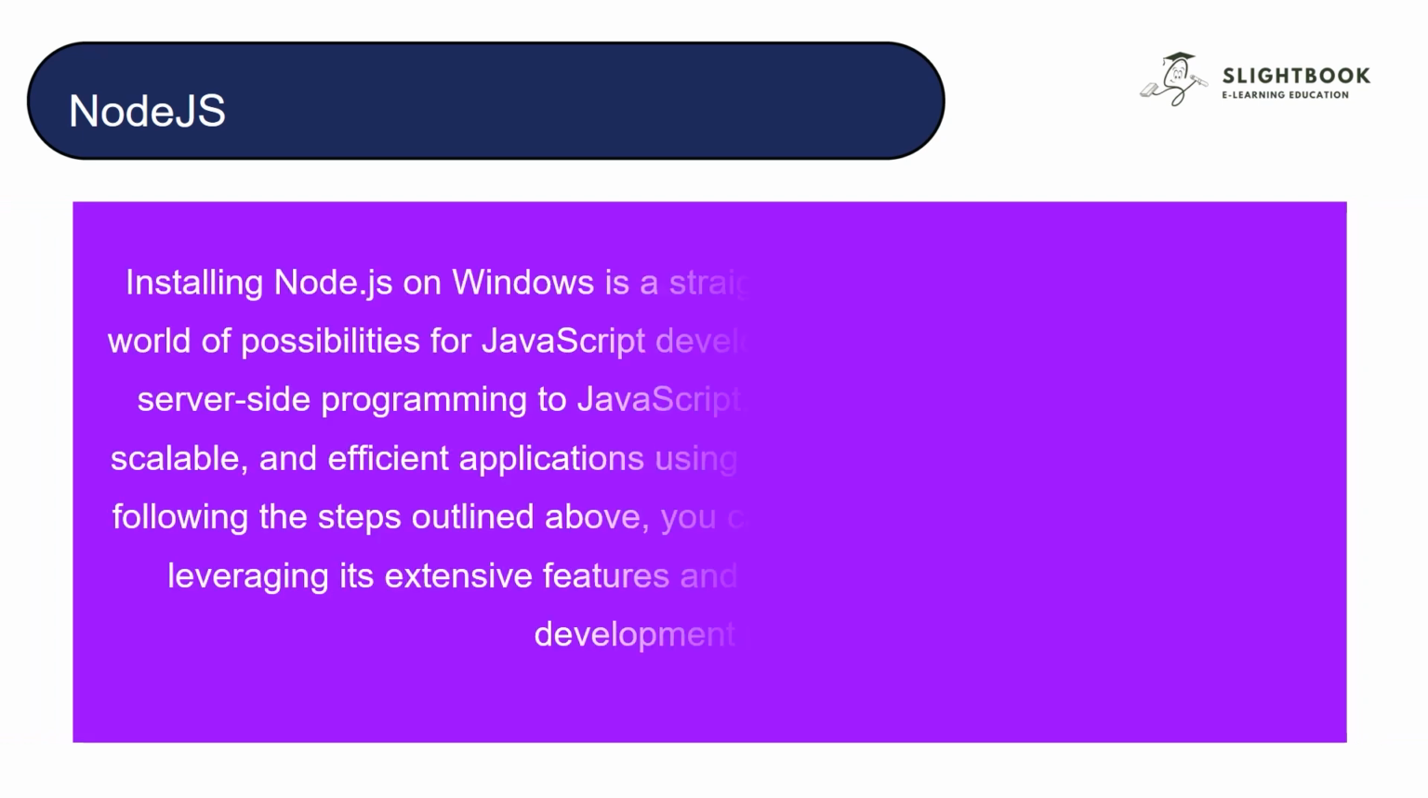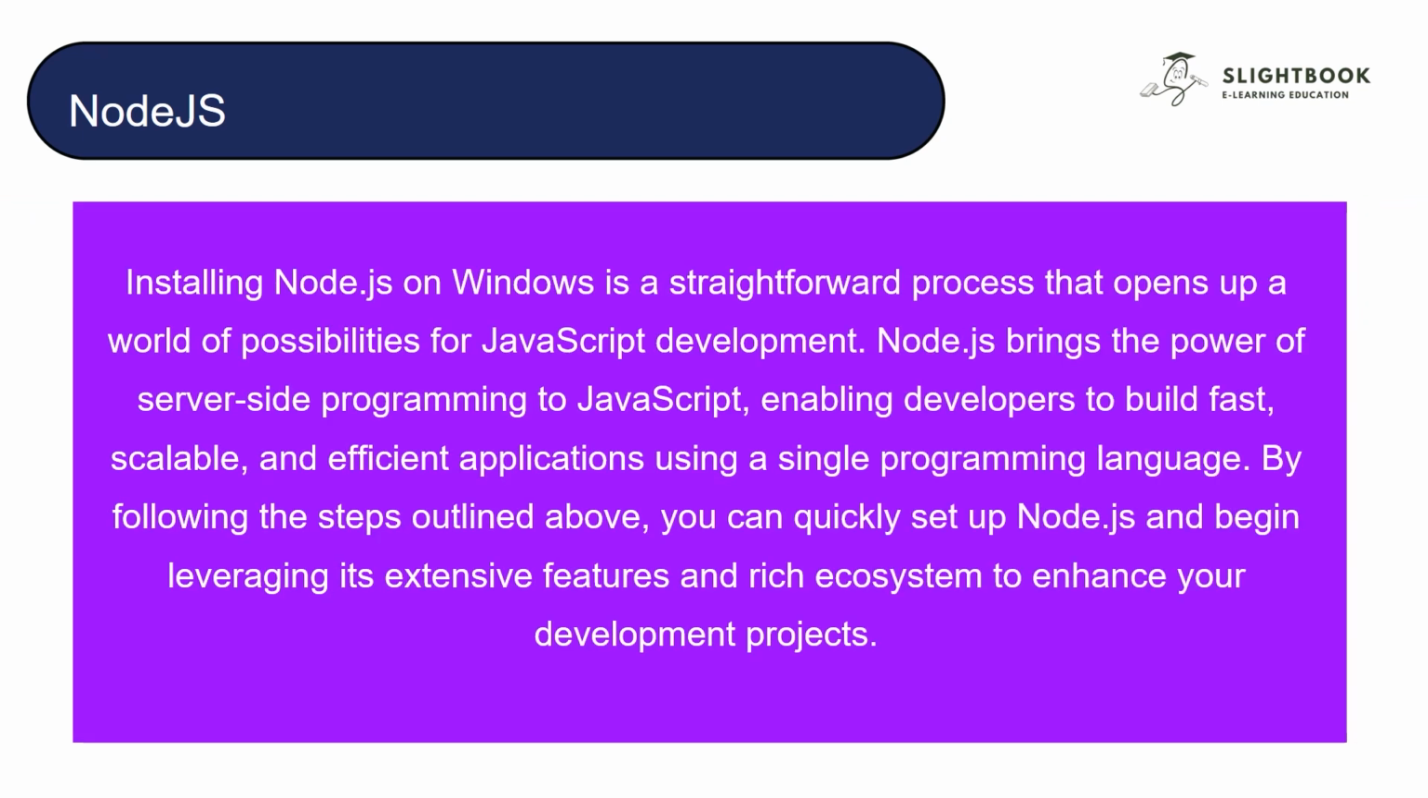Node.js. Installing Node.js on Windows is a straightforward process that opens up a world of possibilities for JavaScript development. Node.js brings the power of server-side programming to JavaScript, enabling developers to build fast, scalable, and efficient applications using a single programming language. By following the steps outlined above, you can quickly set up Node.js and begin leveraging its extensive features and rich ecosystem to enhance your development projects.